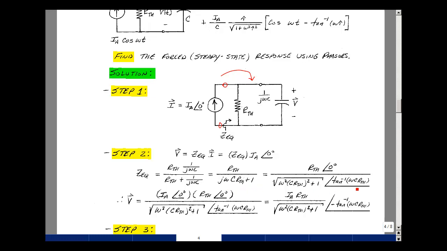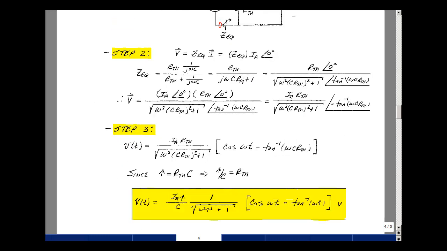That's that term. So V is equal to our phasor current, I sub a at angle 0 times Z equivalent. Here's I sub a, and here's my Z equivalent. The overall magnitude is the product of the magnitudes divided by the denominator magnitude. That's this term. And the angle is 0 plus 0 minus the angle of the denominator. So this is our frequency domain result. Step 3 is transforming from the frequency domain to the time domain. Here's my amplitude. Here's my angle. Let's put the cosine of omega t between the two.